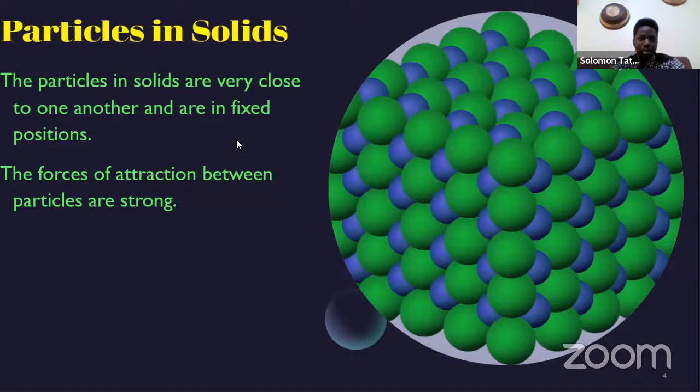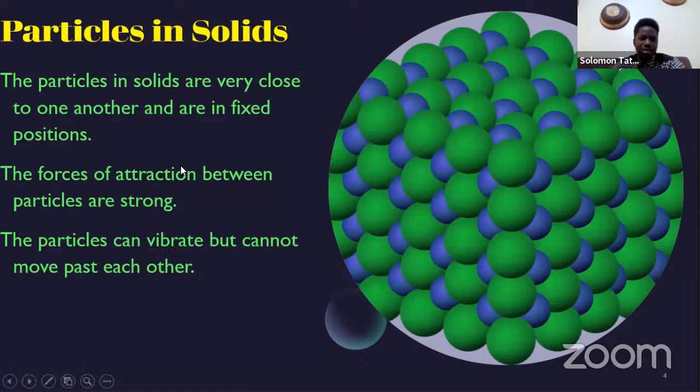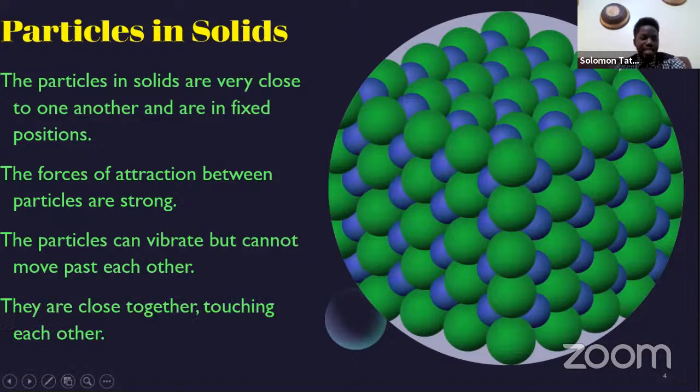Okay. And then the particles can vibrate, but cannot move past each other, so they vibrate in fixed positions. And then they are close together, touching each other. Those are the properties of solids. As you can see from this picture, they are really very close to each other. They're even touching. And the forces between them are also very strong.